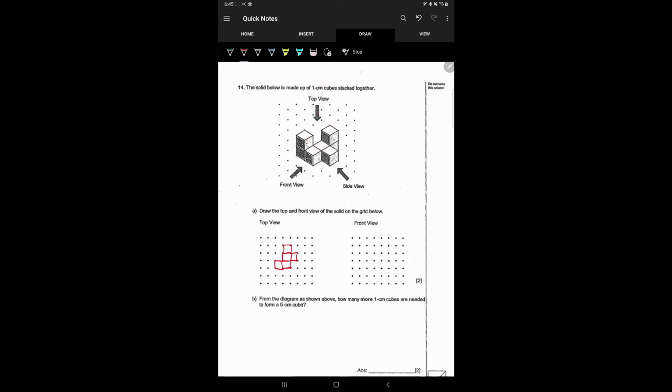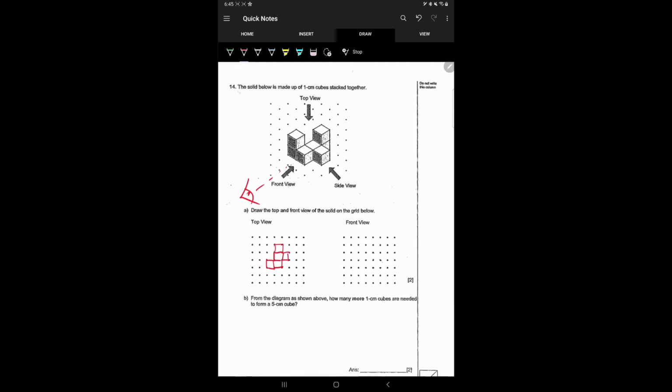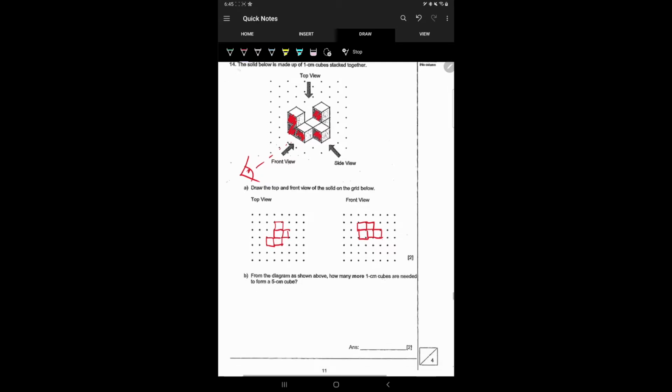Then they also want you to draw the front view, which is your eye being here and you look from here. So this box will be here. This box will be here. This box over here will be here. This box will be here. And lastly, this box will be this box. So that will be your answer.